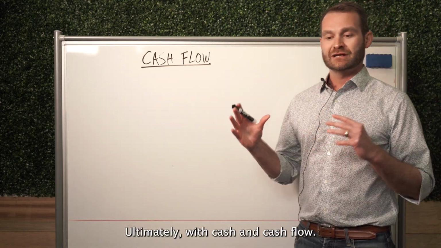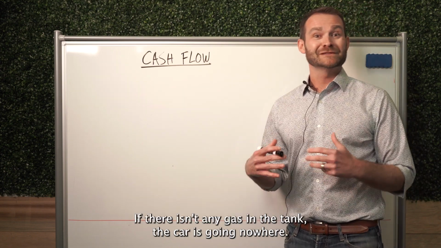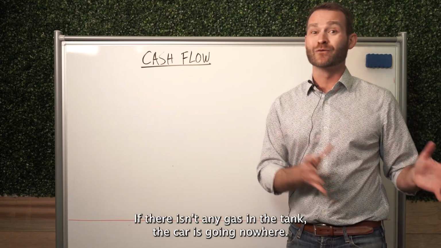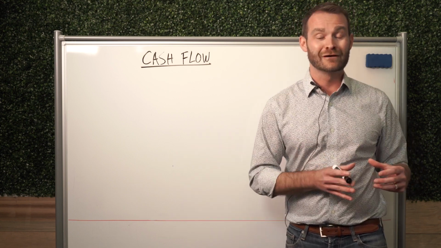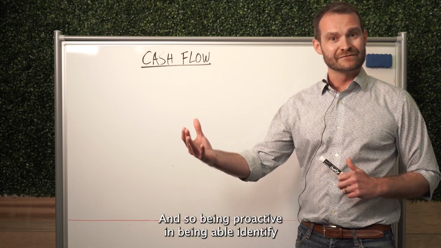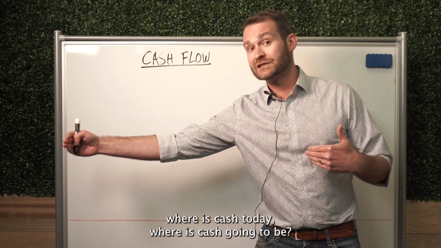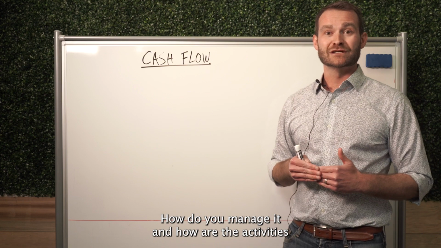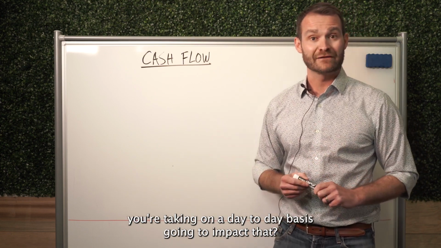Ultimately, with cash and cash flow, think of it like gas in a car. If there isn't any gas in the tank, the car's going nowhere. And if you have very little gas, you can't go very far. And so being proactive in being able to identify where is cash today, where is cash going to be, how do you manage it, and how are the activities you're taking on a day-to-day basis going to impact that?